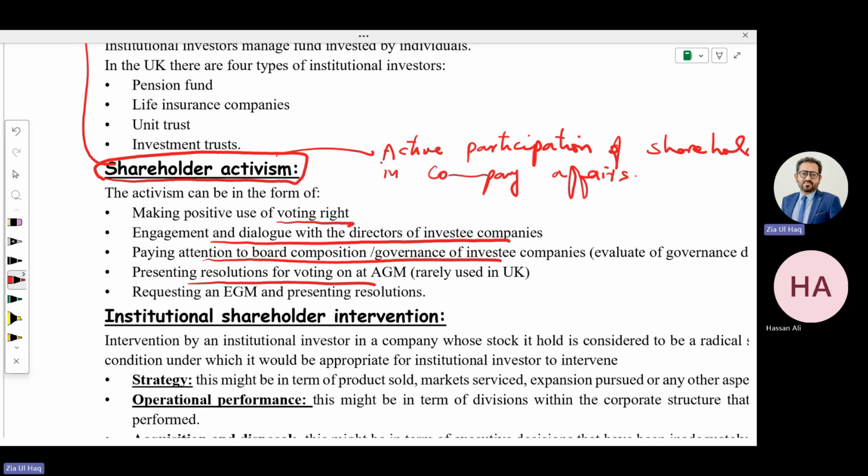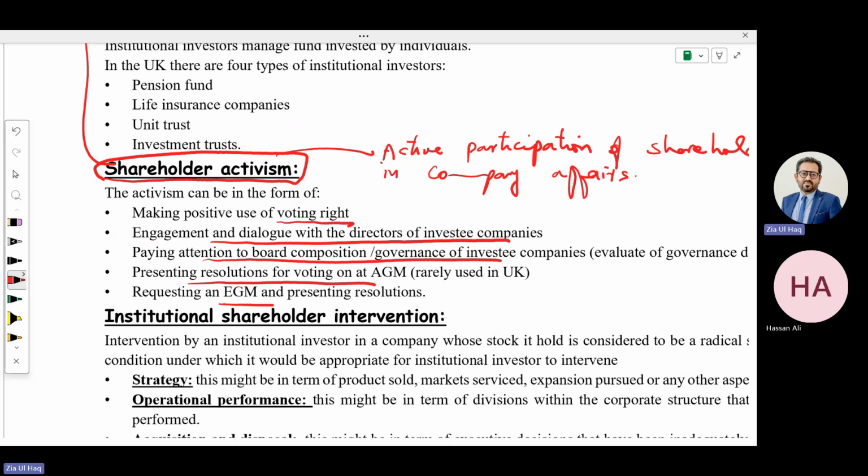Presenting resolutions for voting. The important decisions and important plans of the company must be approved by the shareholders. And if shareholders approve any policy of the company, that is called a resolution. So when they are approving policy and passing resolutions, they are playing an active role in the company.